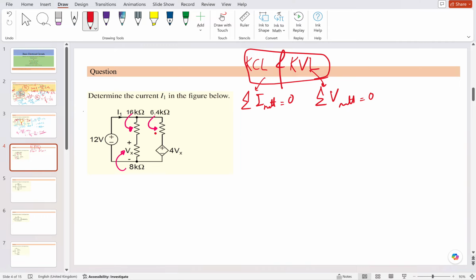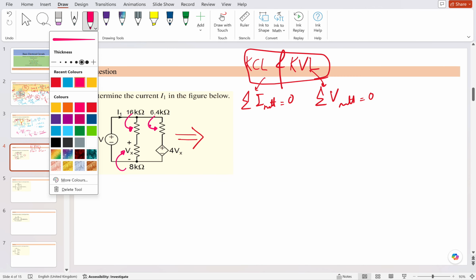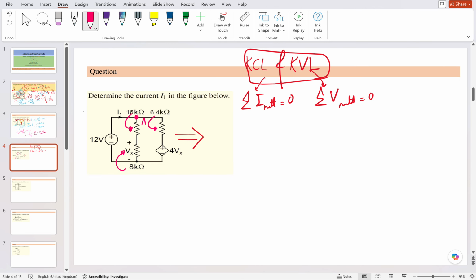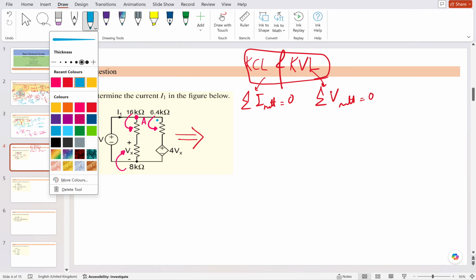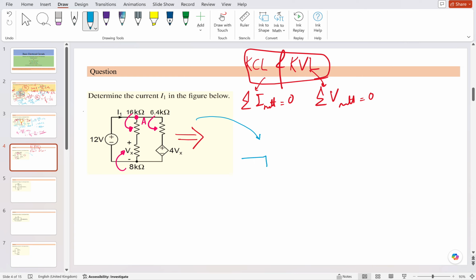Okay, suppose you see this circuit here. Let's zoom in. If you see this node, it is connected to three branches. This is the first, this is the second, and this is connected to the voltage source. So this node is very important. Take a node and apply KCL there. Whatever current is coming here, the net will be equal to 0.